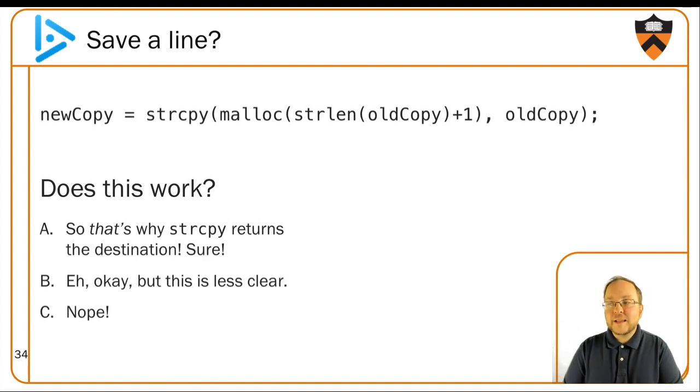And finally, here's a sort of tricky thing. This looks like it would save a line of code, admittedly at the cost of some clarity, by using a call to malloc as the first argument to strcpy, rather than doing a malloc, saving the pointer, and then using that pointer as the first argument to strcpy. Does it work? Take a moment to think about it.